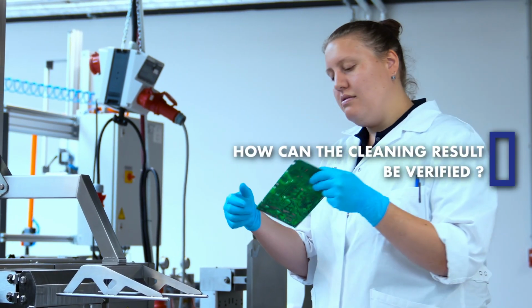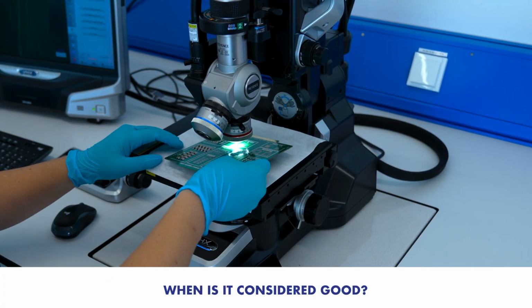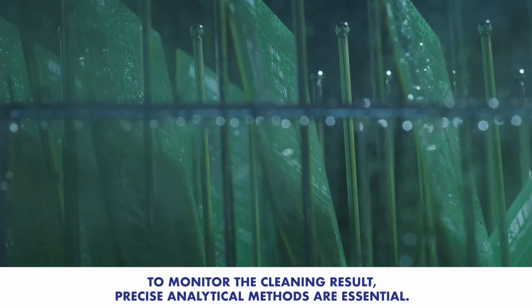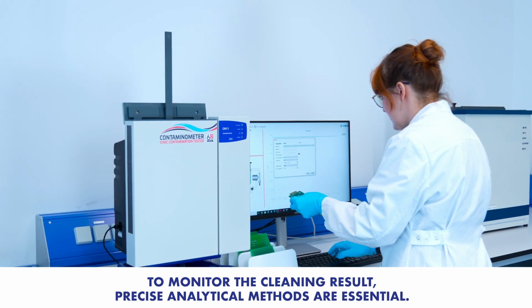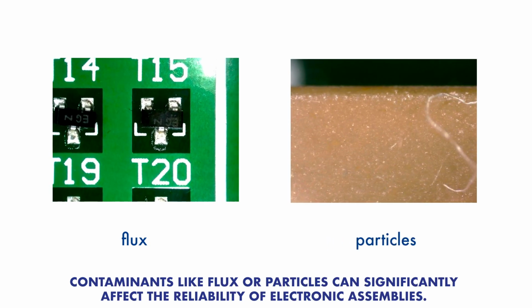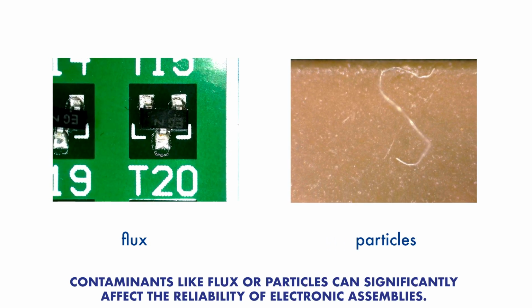How can the cleaning result be verified? When is it considered good? To monitor the cleaning result, precise analytical methods are essential. Contaminants like flux or particles can significantly affect the reliability of electronic assemblies.